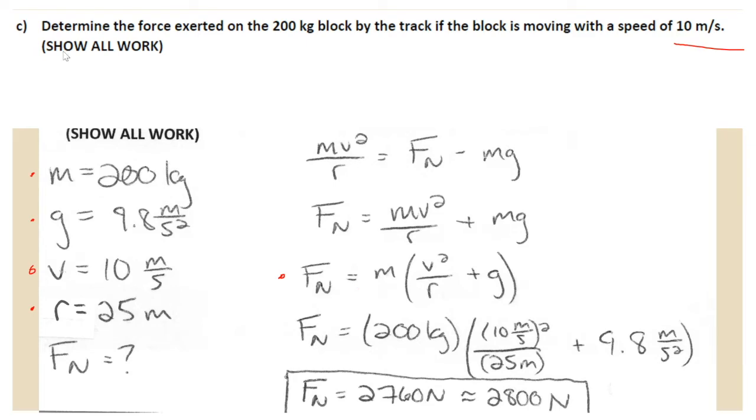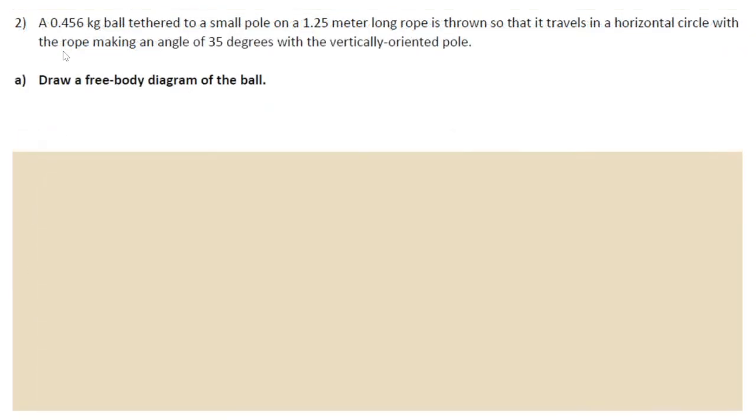All right, moving on to the last problem, we have the conical pendulum problem. This one is a little brutal, but hopefully after the examples we looked at the other day, this one will seem a little more straightforward. It says here a 0.456 kilogram ball tethered to a small pole on a 1.25 meter long rope is thrown so that it travels in a horizontal circle with the rope making an angle of 35 degrees with a vertically oriented pole. Draw a free body diagram of the ball.